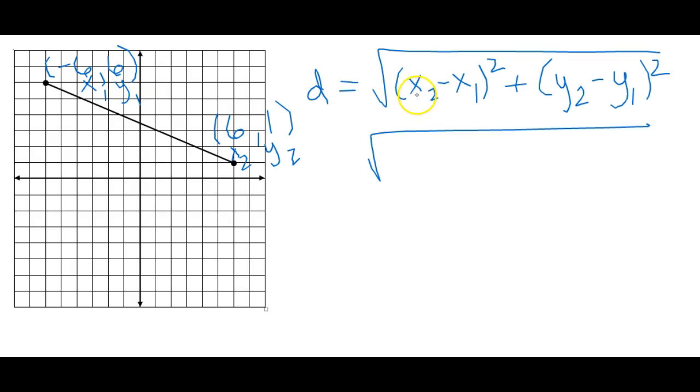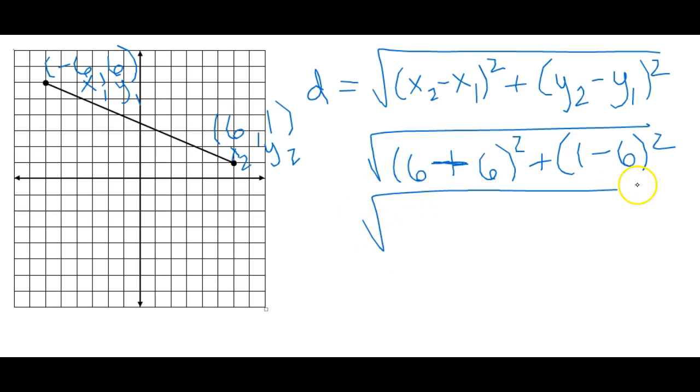So we replace. x2 is 6, minus x1 is negative 6, y2 is 1, minus y1 is 6. So now we simplify. Same idea here, negative next to a negative is really a plus sign. And order of operations says we need to do what's in the parentheses first. So we do the 6 plus 6, which is 12, and the 1 minus 6, which is negative 5.